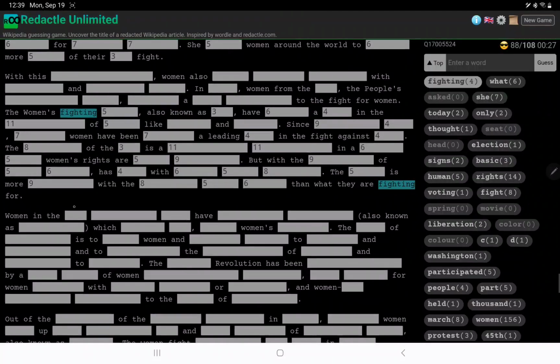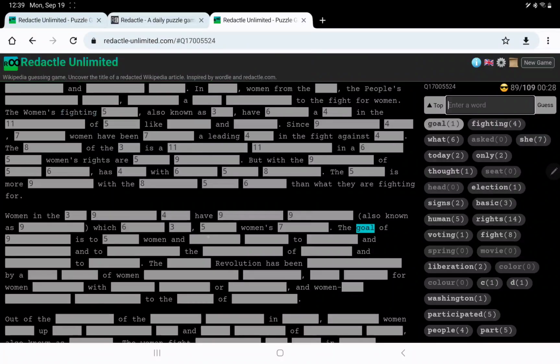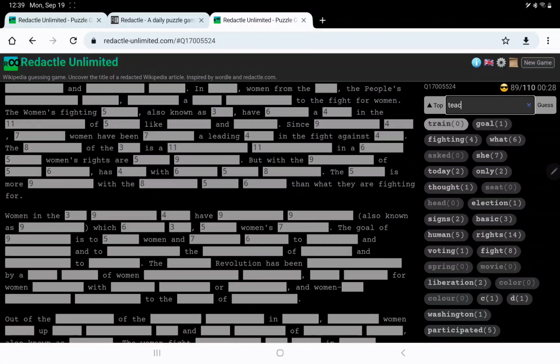Women in the 3-9-4 have 9-9. The goal of 9 is to train, no, teach, something. The 6 revolution has been 13 by 4-5 of women 13-8, 4-6 for women 7 with 6 and women led.